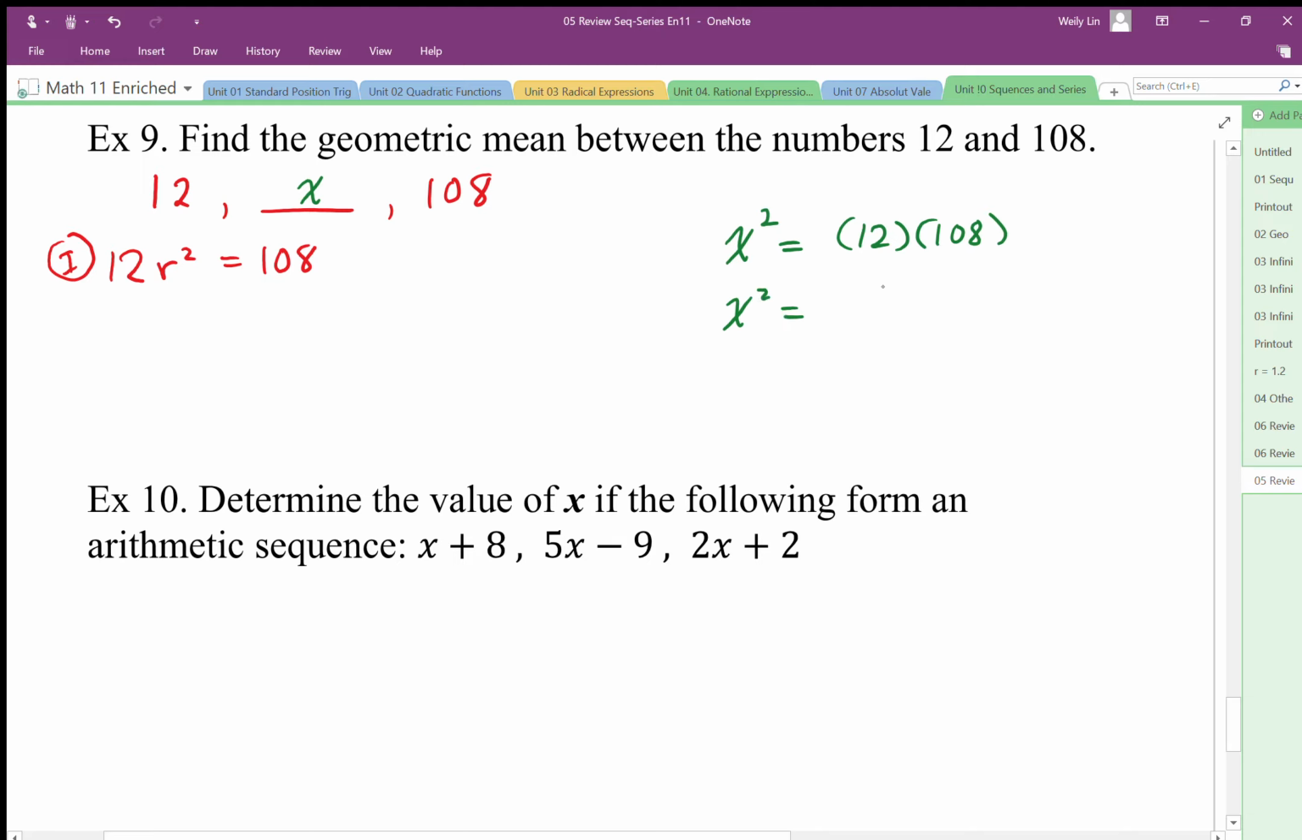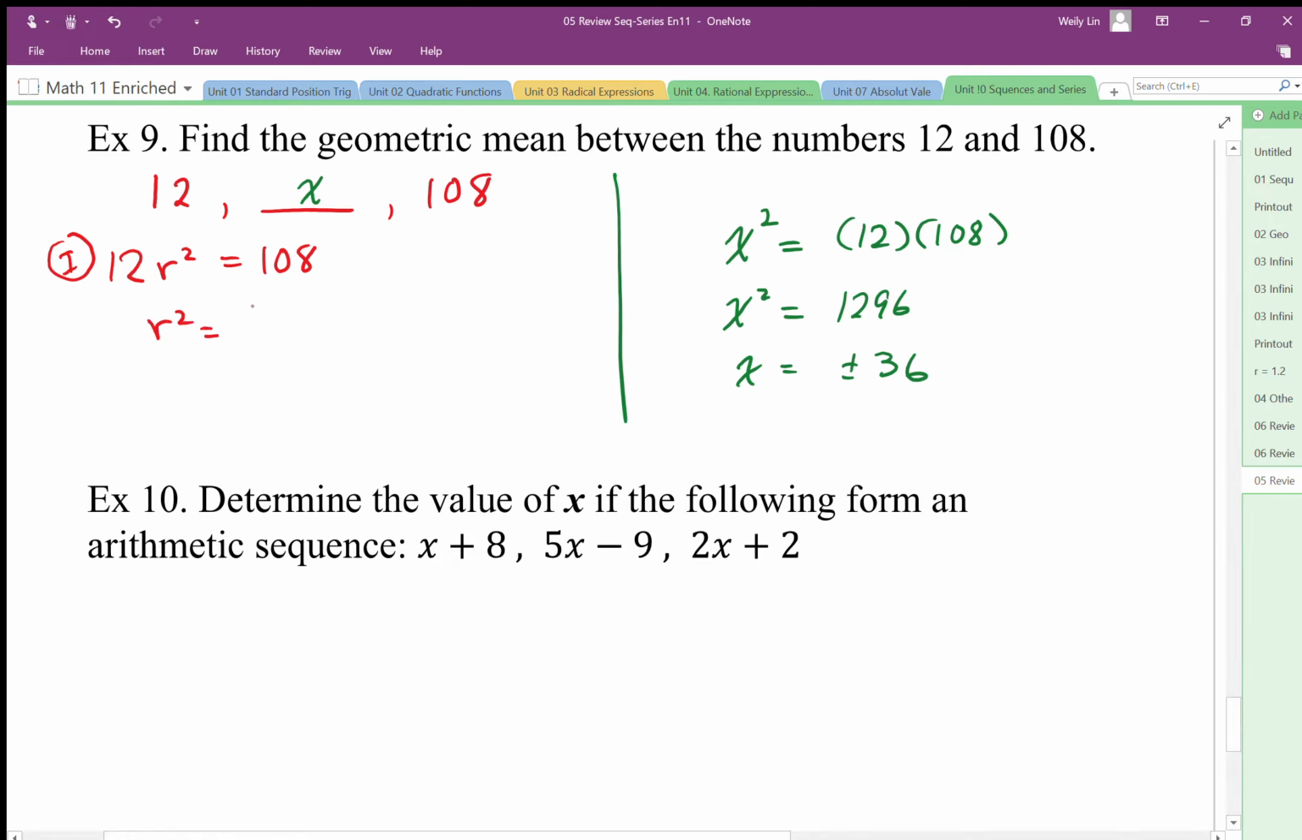And then when I solve for x, 12 times 108 is going to be 1296, and the square root of 1296 is going to be plus minus 36. Okay, so when we square root both sides, I multiply the two and I square root, I get the middle. Since it's a square root, I have to do plus minus. So the geometric mean could be either 36 or negative 36, depending on if r is positive 3 or negative 3.